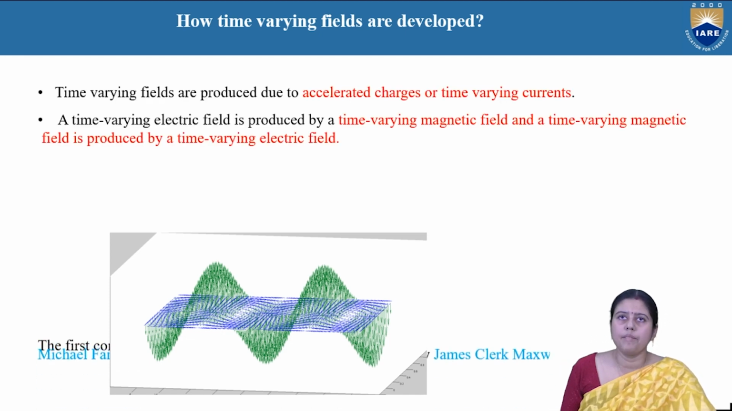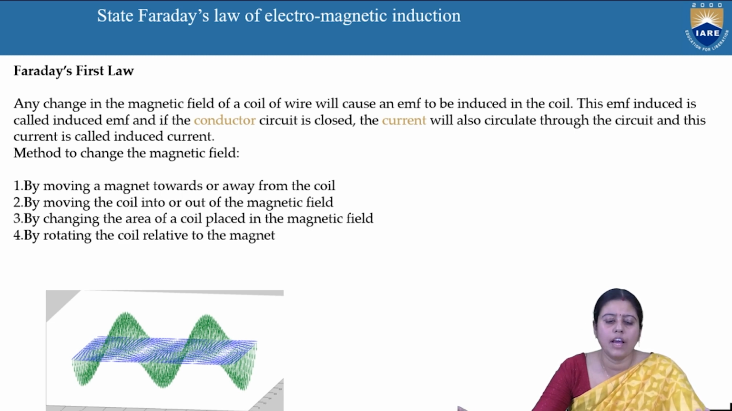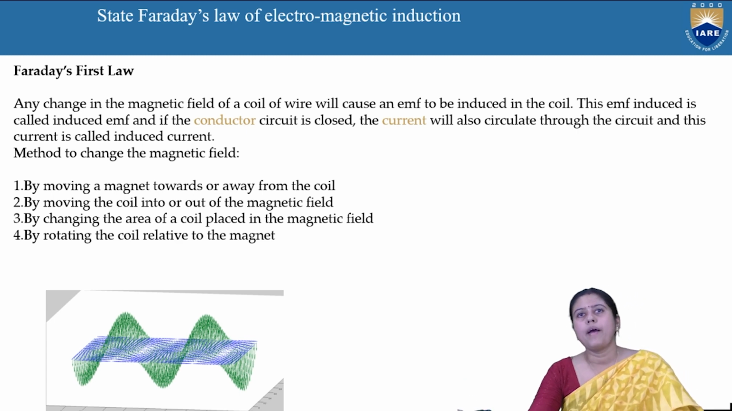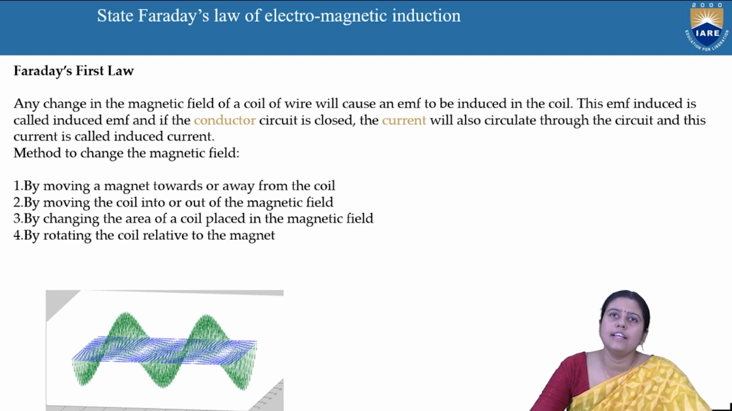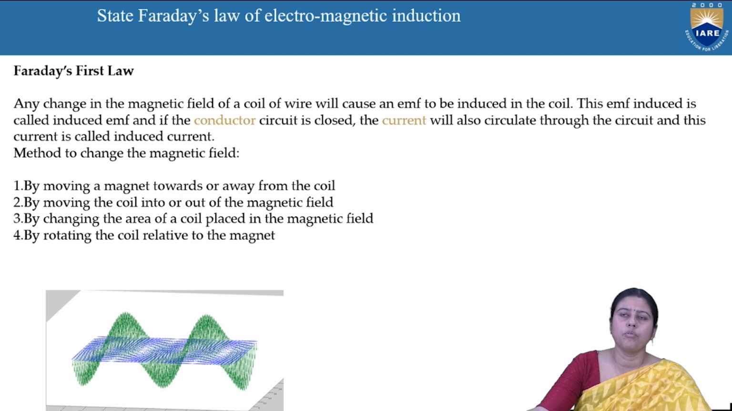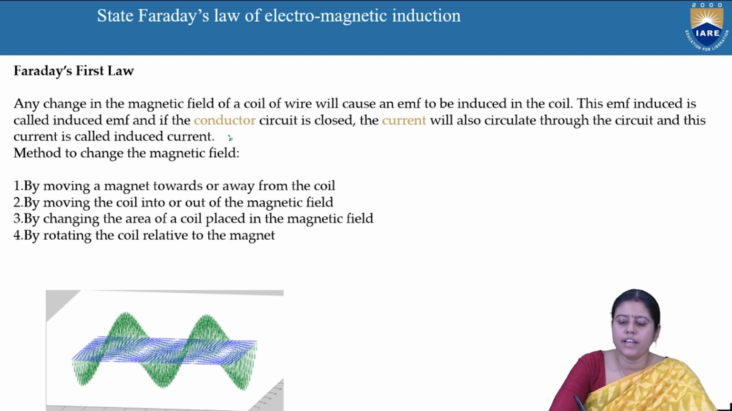Now we will discuss Faraday's law. What is Faraday's law? Any change in the magnetic field. Faraday is known as the father of electromagnetism, and he gave three laws: Faraday's first law, second law, and third law. Faraday's first law says that any change in the magnetic field of a coil will cause an EMF to be induced in the coil. This is called the induced EMF, and if the conductor circuit is closed, current will also circulate through the circuit, and this current is called the induced current.